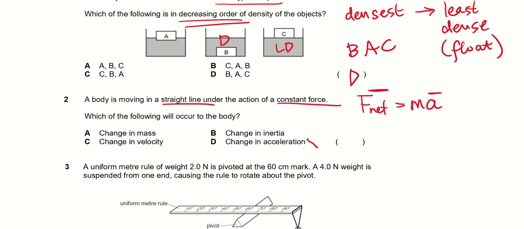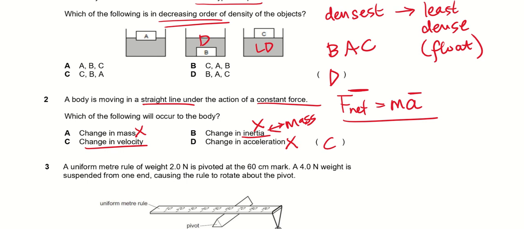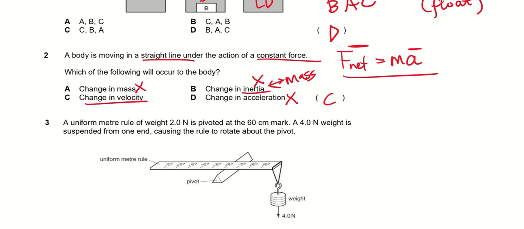Straight away, change in acceleration will be wrong. Change in mass will also be incorrect, because why would the body change its mass? And inertia is linked to mass, right? The larger the mass, the larger the inertia. So it's linked to mass, so there will be no change. Therefore, there will be a change in velocity, because when there's a force, there will be acceleration, therefore a change in velocity.